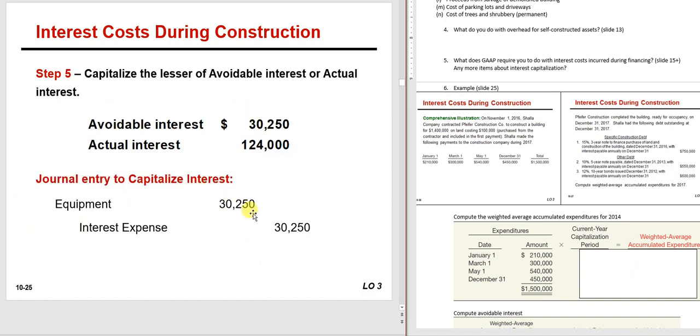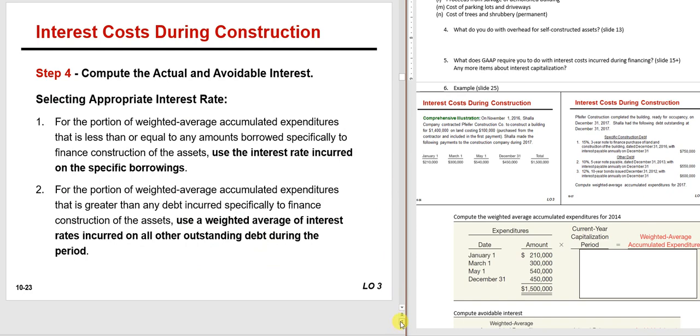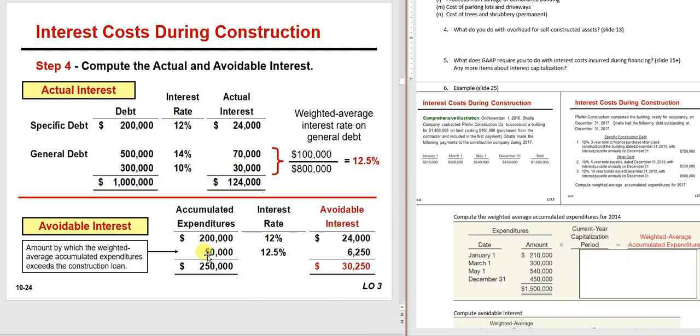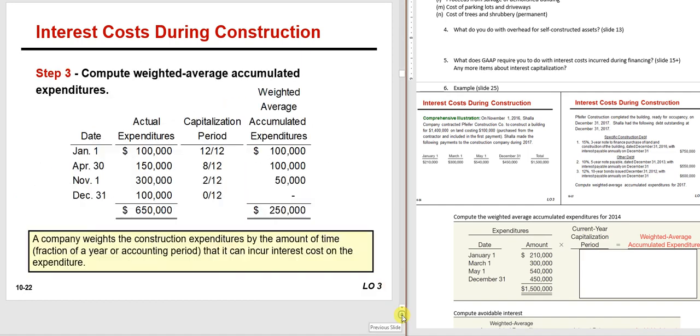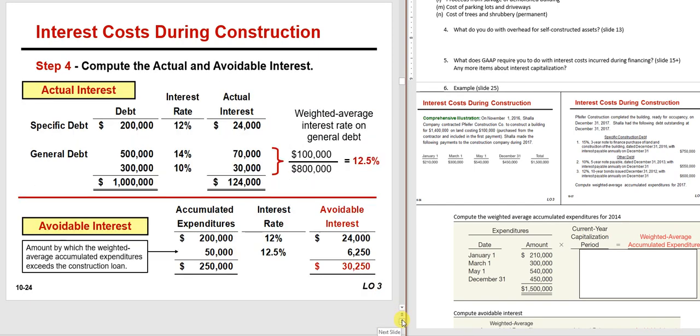So our accumulated expenditures, remember, if I back up a couple slides, this was only $250,000. So first I'm going to use the debt specifically for that project, which is the $200,000. It's at 12%, and then anything excess is at this weighted average 12.5%. So we have $6,250. So we have $30,250 of interest.